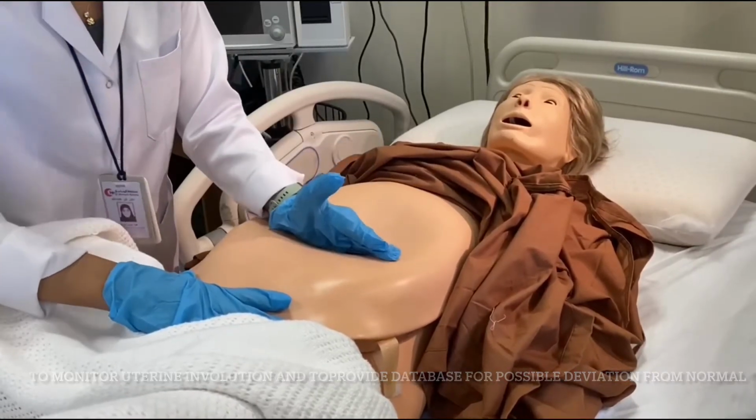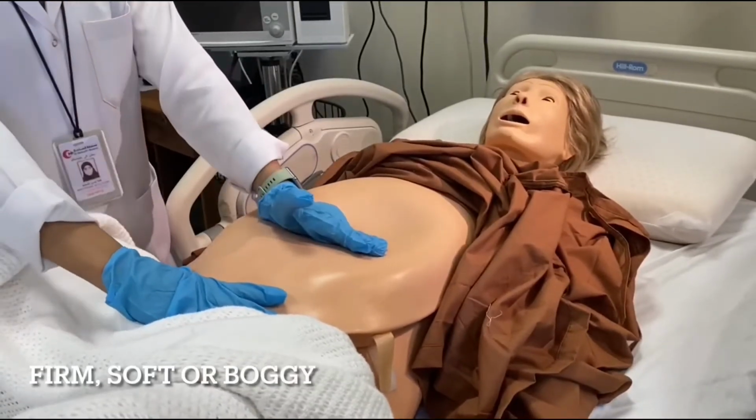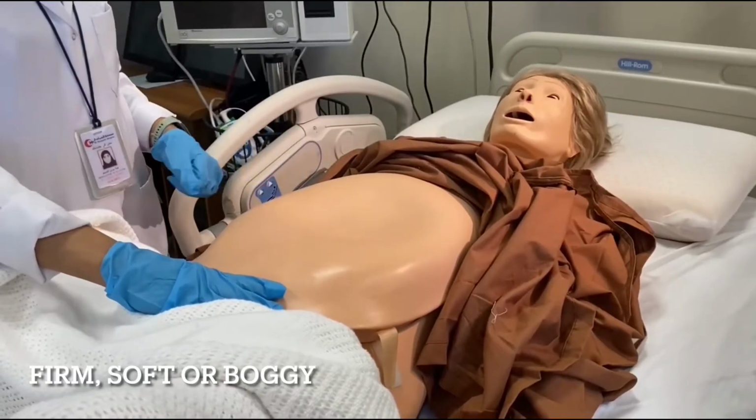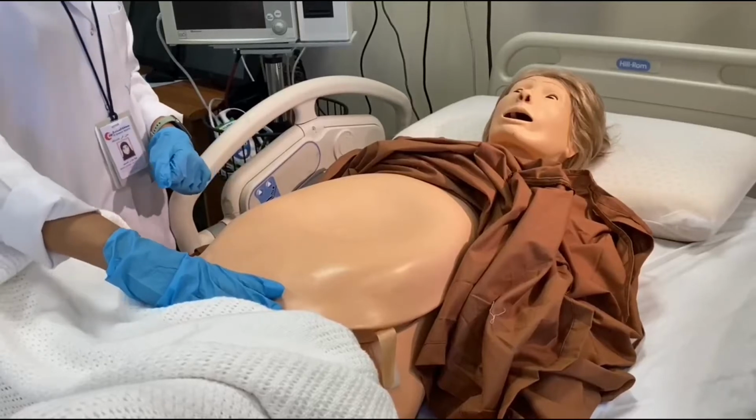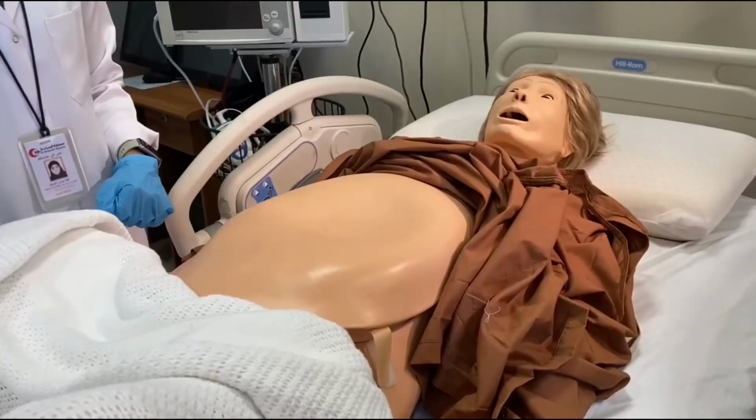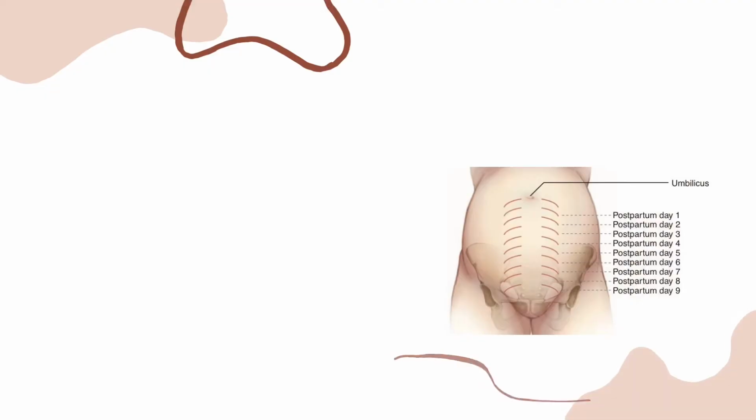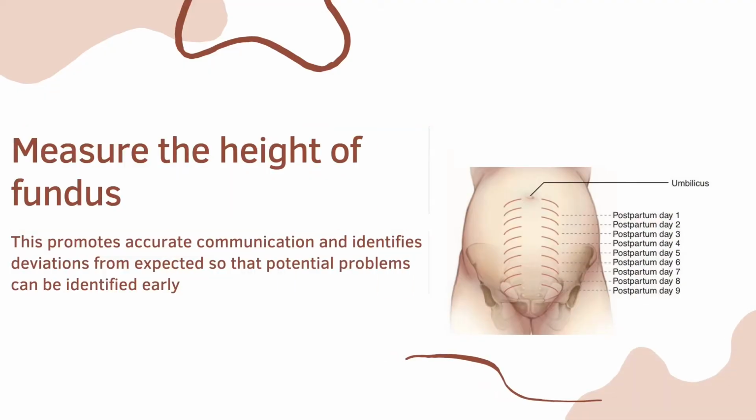Determine the consistency of the fundus: firm, soft, or boggy. A boggy or relaxed uterus that has not contracted down well is the main cause of postpartum hemorrhage. Measure the level of the fundus in finger breadths, above, at, or below the umbilicus, to determine the involution rate.